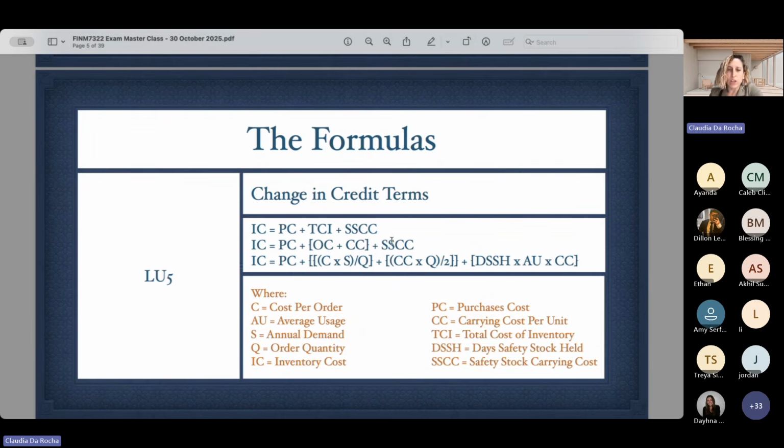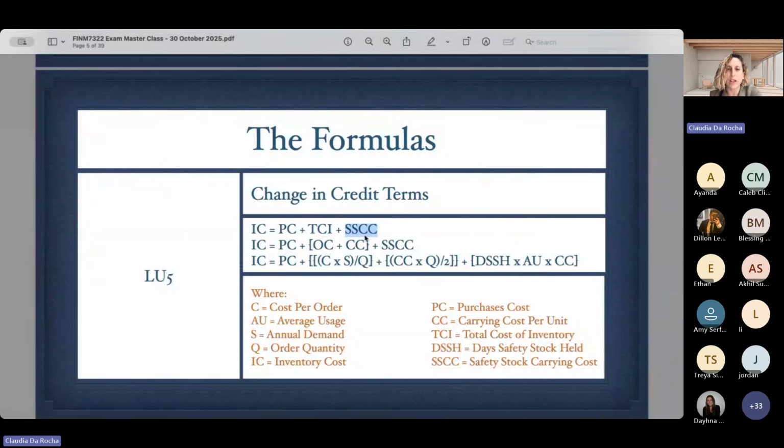And then we have our safety stock carrying cost. Some questions will have safety stock, some questions may not. You have to read the question. If there's safety stock, then we do include the piece around safety stock. If there's no safety stock, we don't include it.